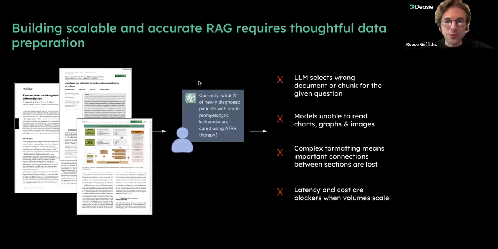Four of the common problems that we see are, first, LLMs selecting the wrong document or the wrong chunk of a document when a given question is asked. Second, the inability to pull from charts, graphics, tables, and complex formatting as shown, which basically means important links between data and different sections of the data are lost. And the fourth piece is that latency, cost, and also accuracy typically become problematic as data volume scales, especially beyond hundreds and thousands of documents.